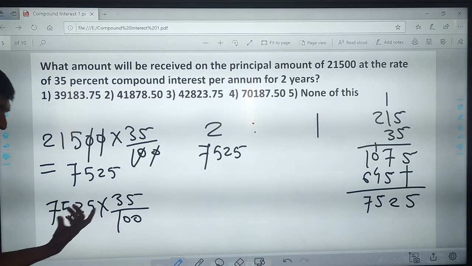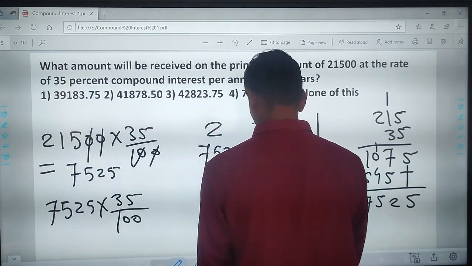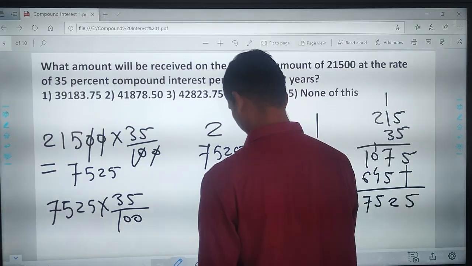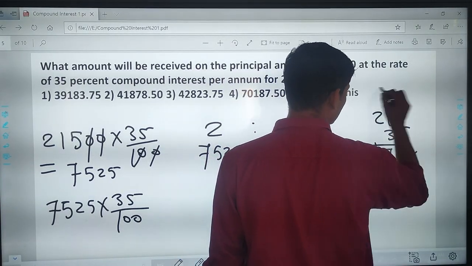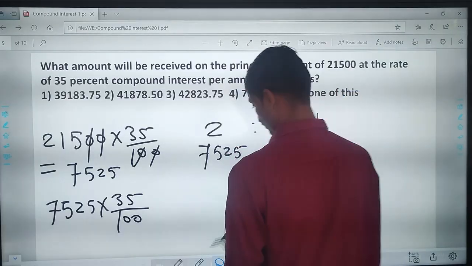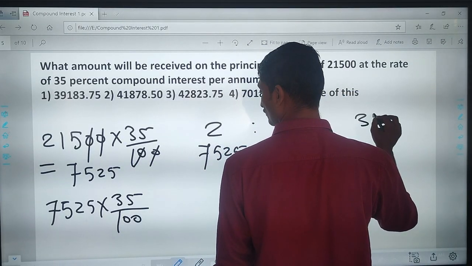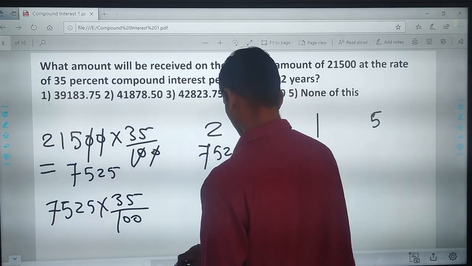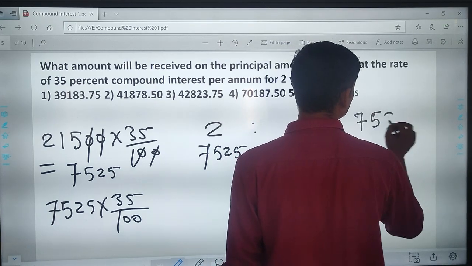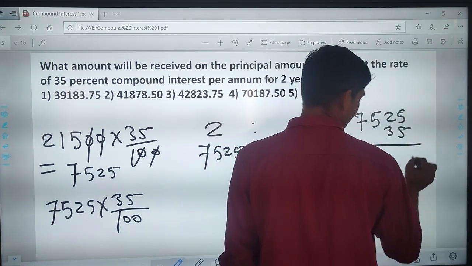Now we take the multiplication, then divide by 100. We take the multiplication of this, 7525 into 35. We get the multiplication.